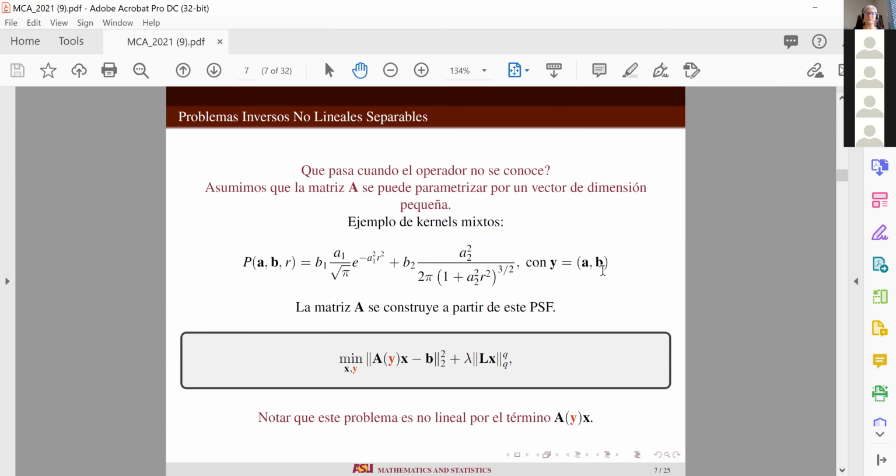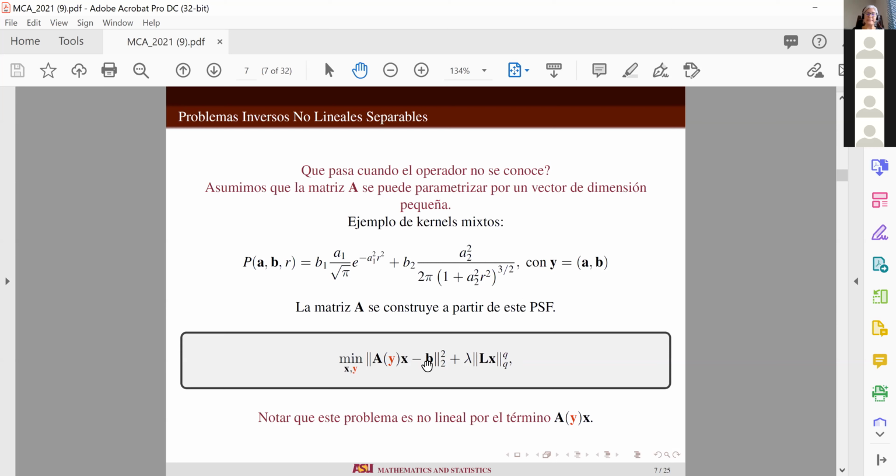Okay, so now what we want to minimize is basically what we had before, except that we don't really know A exactly. The only thing that we are going to assume is that it can be parameterized by a vector y of very small size. And that is important, because if y was very large, then this might still be ill-posed for y, and we might need a regularization term for y. But here we are going to assume that y is, in this case, maybe 4 parameters, so we don't really need regularization for y.